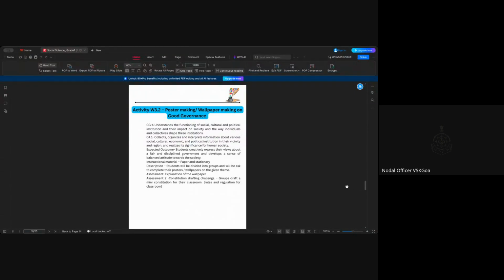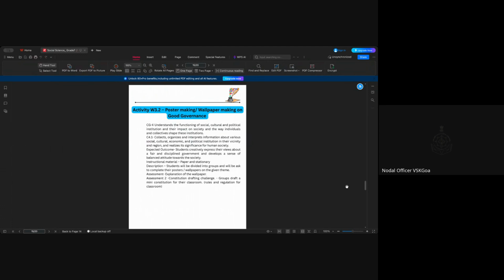For week 3, the next activity we have designed is poster making or wallpaper making on good governance. Let the teacher divide the students into groups, or as per the convenience of the teacher, and ask the students to make a wallpaper or poster on good governance. Here, the main focus is preparing the students for active citizenship and participation in global society.